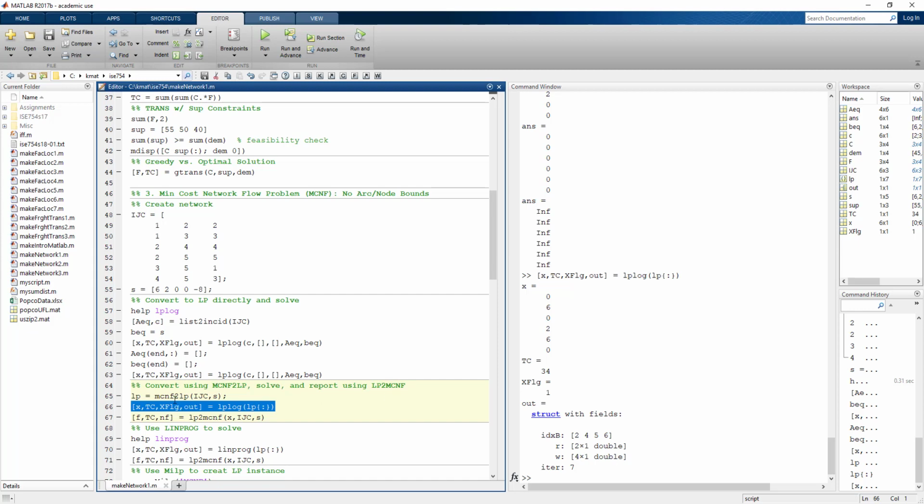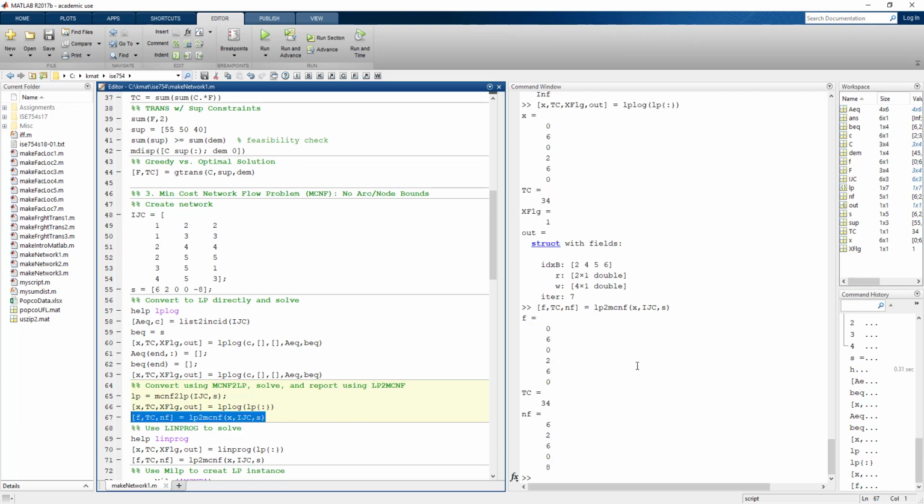So all we're doing is taking advantage of the fact that the arc list and the net node supplies, those 2 elements, are enough to represent the min-cost network flow problem directly, and then we can convert it to an LP and then use it directly to solve it as an LP. We can also take the LP representation and convert it back to a min-cost network flow. And when we do that, we get this value.